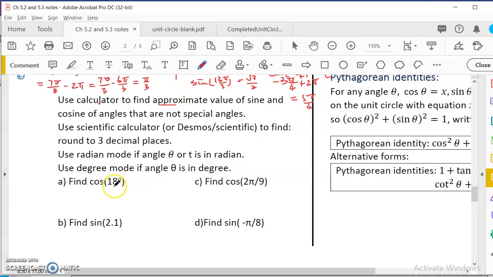And also there are two kinds of input. You can have a degree input if it is really an angle in degree mode, or you can have a radian input, which has no units. So how do you distinguish those in the calculator?